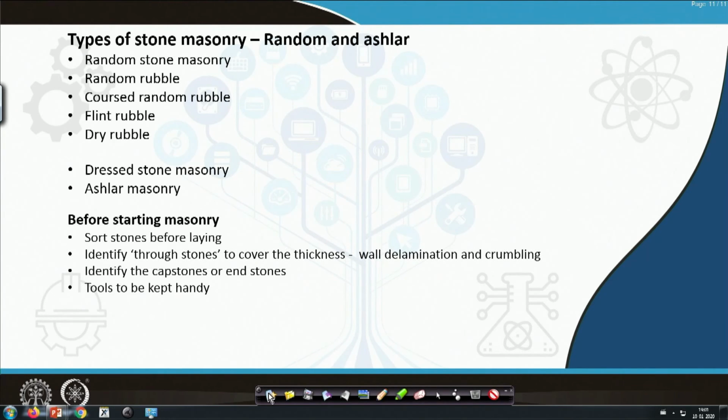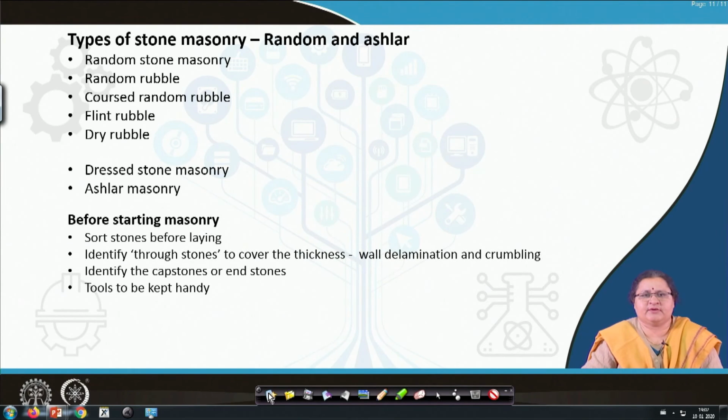The random masonry, you have seen random stone masonry may be random rubble, coarse rubble, flint rubble, dry rubble. Dry rubble means there is no mortar in it, it is only arranging the stone. It may be used for, say, a low height boundary wall. Usually random stone masonry is seen for low height walls, maybe 1-story structures, as retaining walls. However, if you are going for a building or a residence made of stone, you need to use dressed stone masonry or the ashlar masonry.